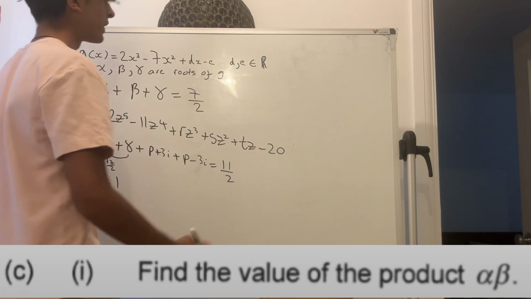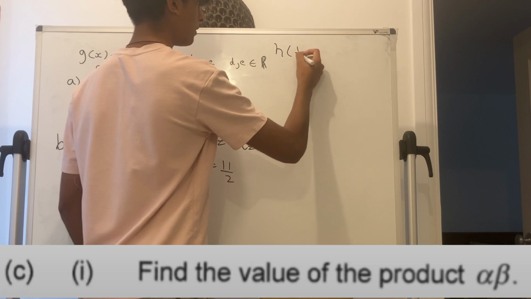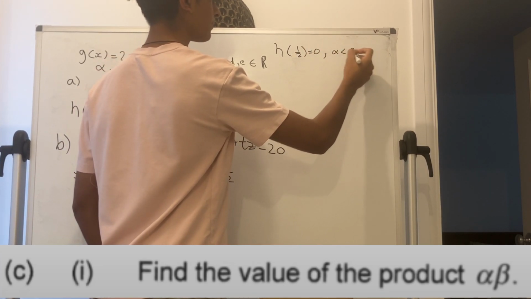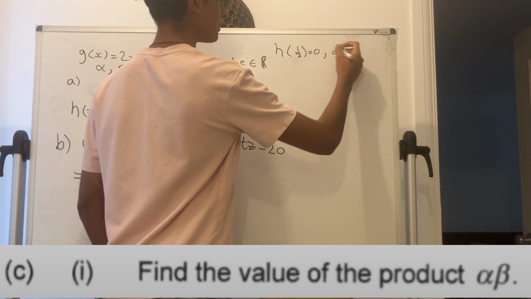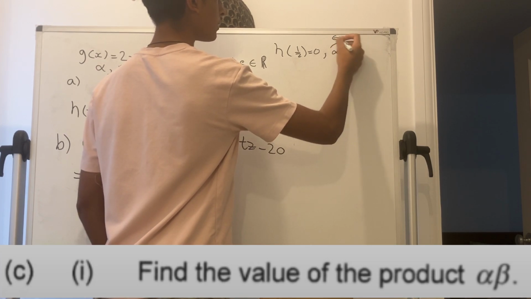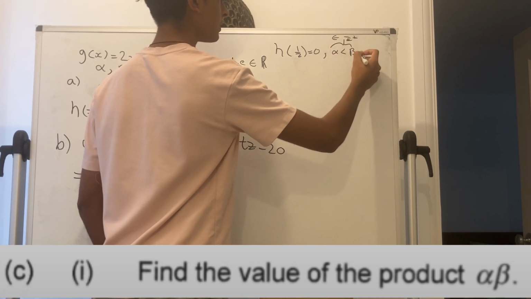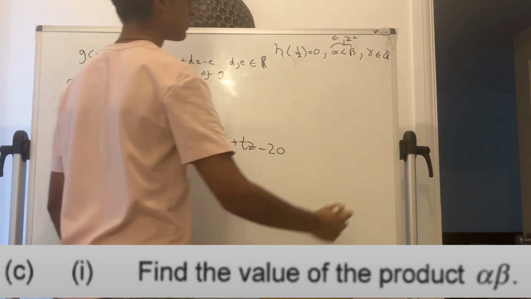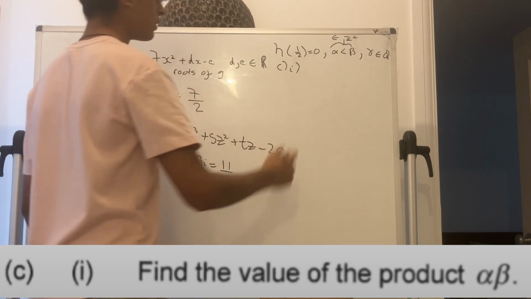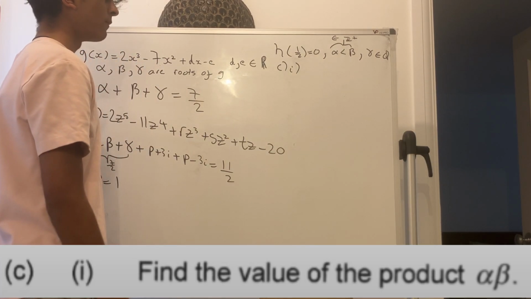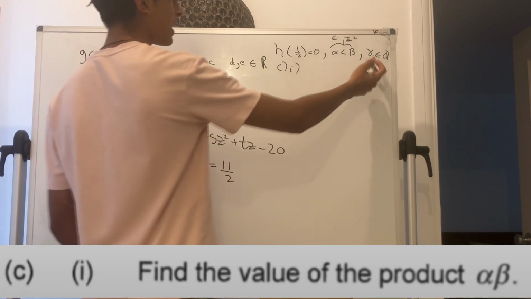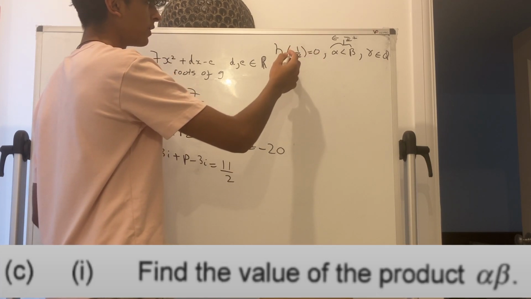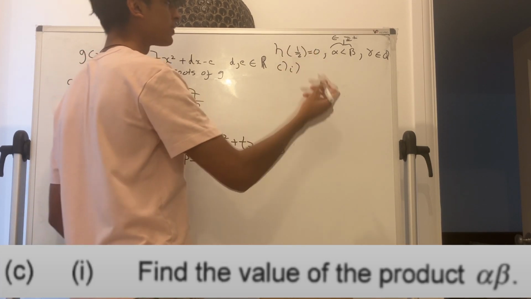In part C, we're given that h of a half is 0, alpha is less than beta, and they are both positive integers, and gamma is a rational number. And in C I, we're asked to find what alpha times beta is. So since we know that gamma is a rational number, and h of a half is 0, one of the roots is a half, and a half is a rational number, so gamma must be a half.